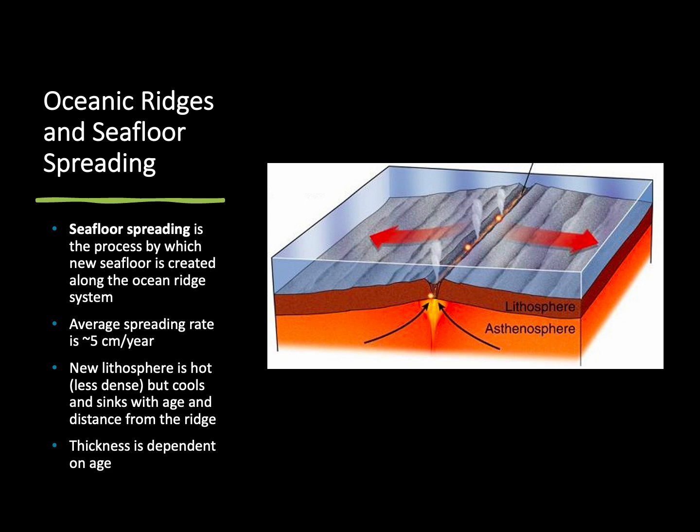While they're spreading, it's not really at a very fast rate. It's about 5 centimeters per year, which is about the same rate that your fingernails grow. So not a whole lot year by year, but if we're looking at it over millions of years, there are pretty substantial differences.